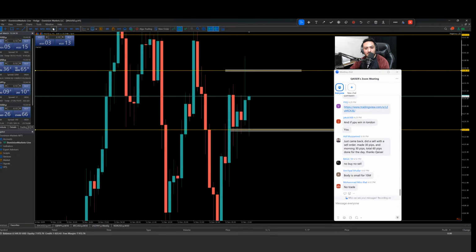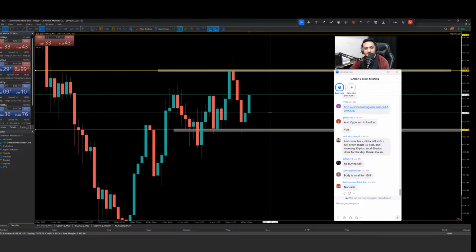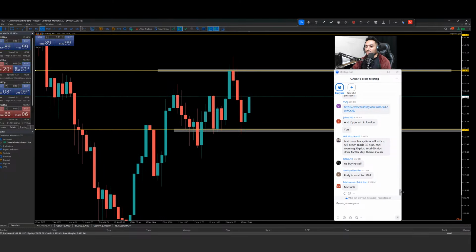Why not wait for some good structure to be formed? Even if we miss this move, it doesn't matter. I am comfortable. I would like to take the pain of a missed trade rather than the pain of a losing trade. So yeah, can't do anything about it.